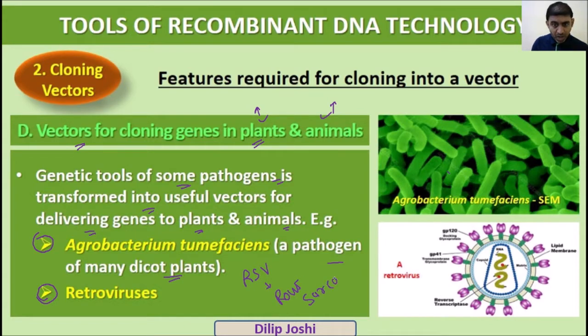Sarcoma. Oma always means tumor. Sarcoma, lymphoma, adenoma, and so on. Rous sarcoma virus is also a retrovirus. And currently we are facing the pandemic of coronavirus, which is also a retrovirus. So here is the diagram of a retrovirus. It shows reverse transcriptase, capsid protein core, two strands of RNA, GP120, GP41.